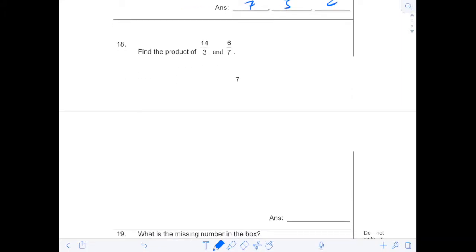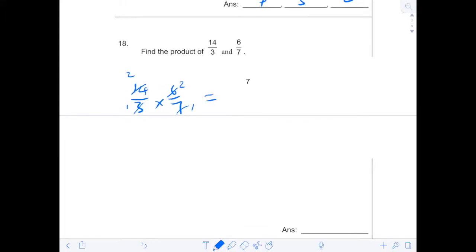Okay, question 18. Find the product of 13/3 and 6/7. For this one, you get 14/3. Product means you multiply by 6/7. So we have to reduce them. You get equals to 4/1. Answer will just be 4. Remember, if it's a whole number, don't leave it over 1. It's quite ugly.